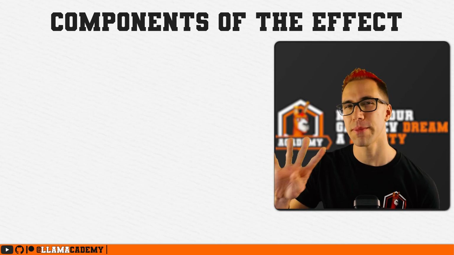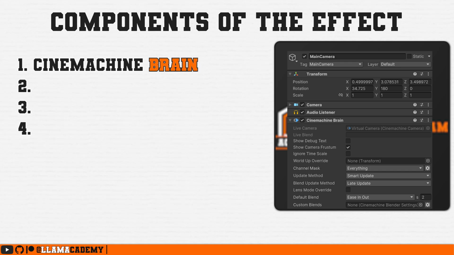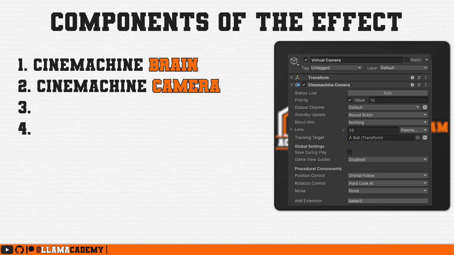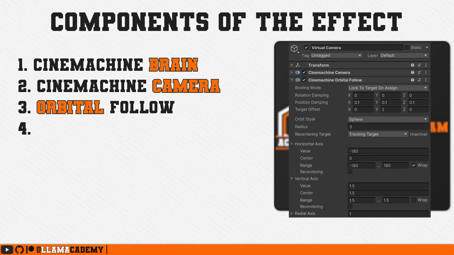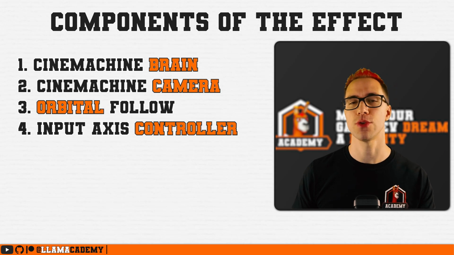There's really only four main components that we need to achieve this effect. We need the Cinemachine brain attached to our main camera. We need a Cinemachine camera. If you used old versions of Cinemachine, this used to be called the virtual camera. We need the Cinemachine orbital follow. This used to be called the orbital transposer. And the Cinemachine axis controller. That also means that there's minimal code that we have to write to achieve this effect.